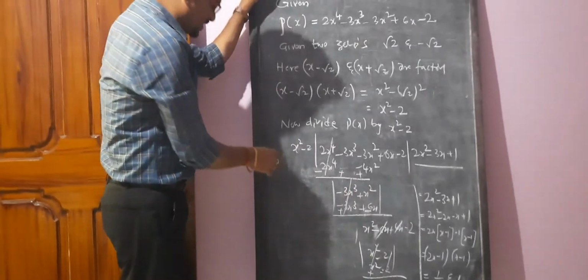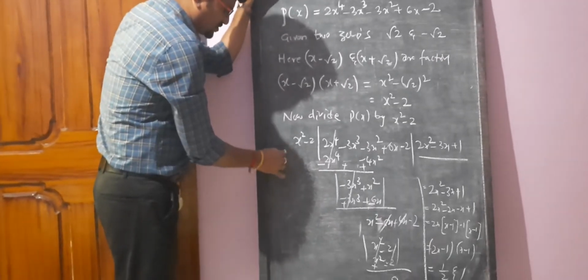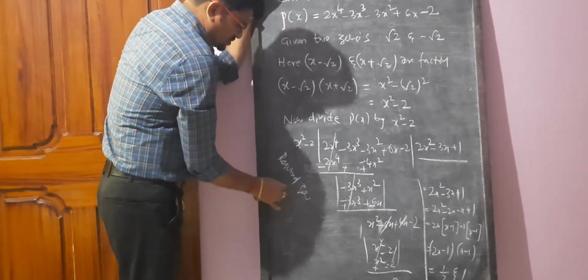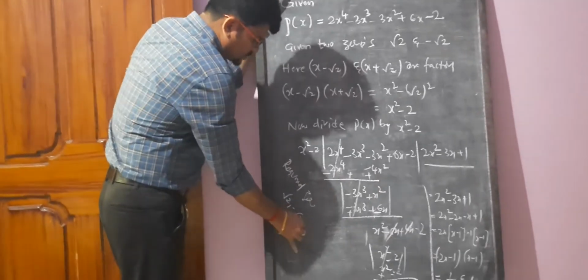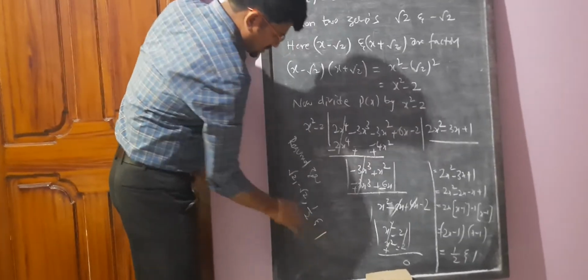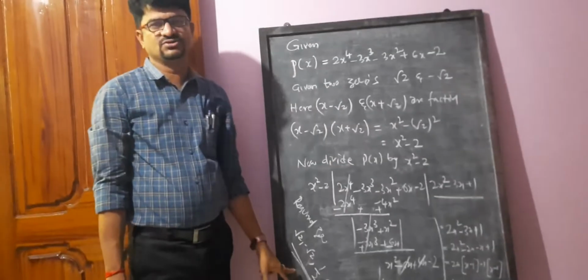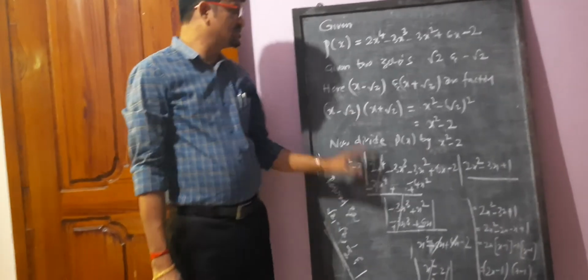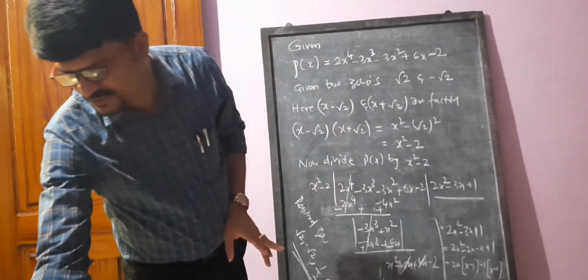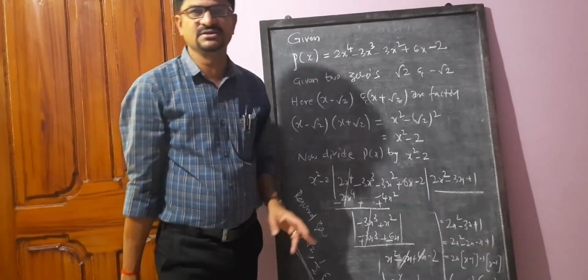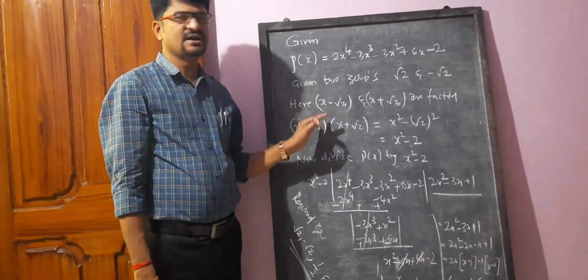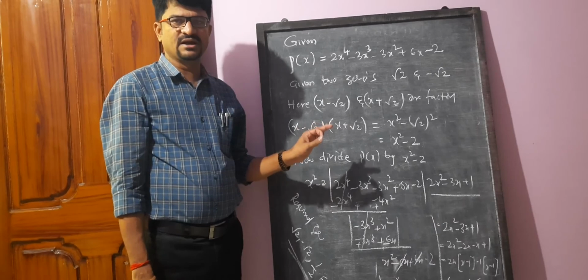Clear? Therefore finally, what are the four zeros? The required zeros are root 2, minus root 2, 1 by 2 and 1. These are the four zeros. Clear, children? This is the most important task. With the help of this explanation, you need to complete exercise 2.3. Is it clear? This is your assignment. Every child has to complete exercise 2.3. Clear? Thank you.